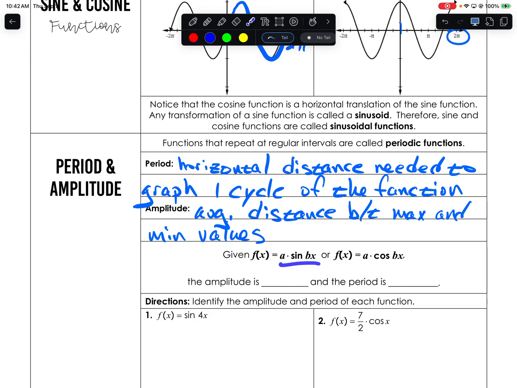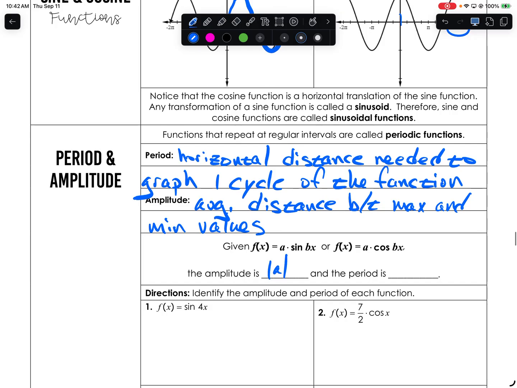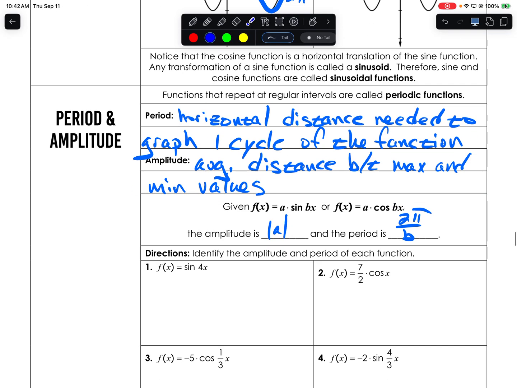So we've got sine and cosine with some A's and B's going on here. So A is the amplitude. The amplitude is always the absolute value of A, so put those absolute value bars around A. The period is 2 pi over B. Whatever's in this spot right here, we're going to put that in the denominator of this fraction. Sometimes this b right here is a fraction, right? So we do copy dot flip.